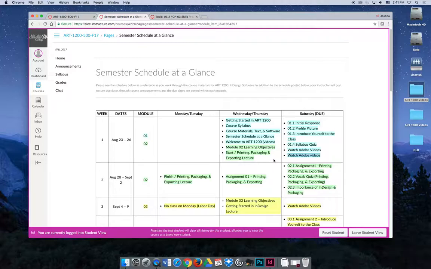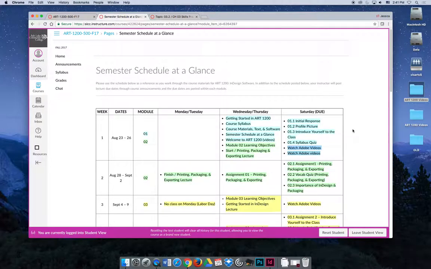Now, if you're taking this on campus, the same idea applies. You would look at this and say, I'm taking this as a Monday, Wednesday class, so I can expect that during class on Wednesday, we're going to do all these things that are listed, and then by Saturday, I need to do all of these things. When it comes to watching the Adobe videos, there's no submission for that, so you just have to do that before you come to class the next day. If it's a Monday, Wednesday class, you have to watch it by Monday.